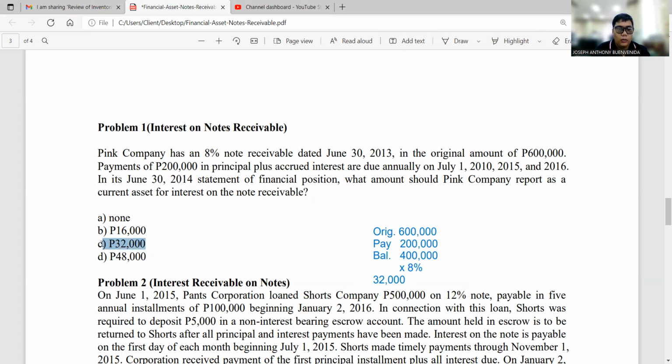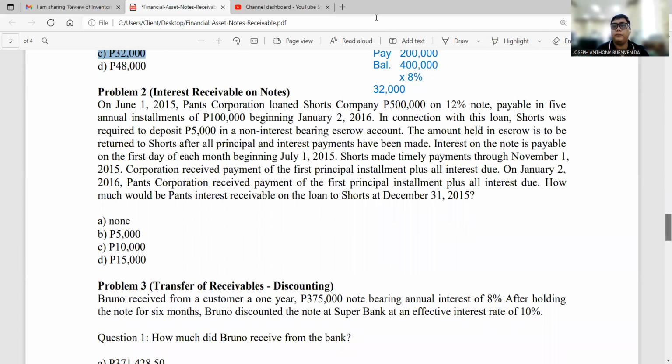Next, problem 2. Okay, so problem number 2. So on June 1, 2015, Pans Corporation loaned Shorts Company 500,000 on 12% note. So payable in 5 annual installments of 100,000 beginning January 2, 2016. Okay, so in connection with this loan, Shorts was required to deposit 5,000 into a non-interest-bearing escrow account. So the amount held in escrow is to be returned to Shorts after all principal and interest payments have been made. So interest of the note is payable on the first day of each month beginning July 1, 2015.